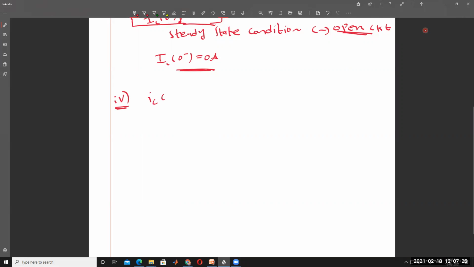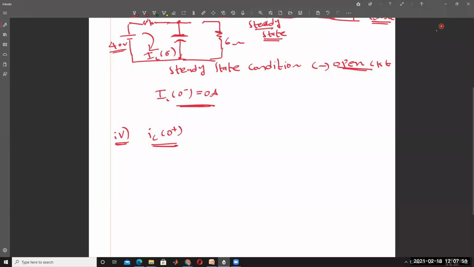Ic of 0 plus. At t equals 0 plus, the switch is closed. Am I right? So what is the circuit here? Again now, a resistor and there is the capacitor. In this case, at the transient condition, the capacitor does not allow sudden changes in current or in voltage. The capacitor does not allow sudden changes in voltage.